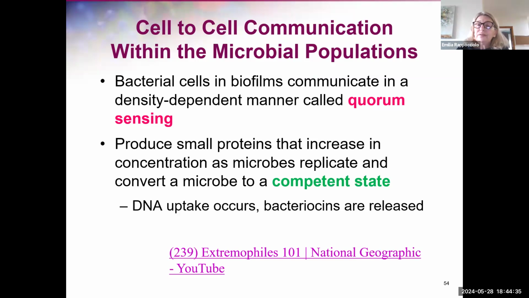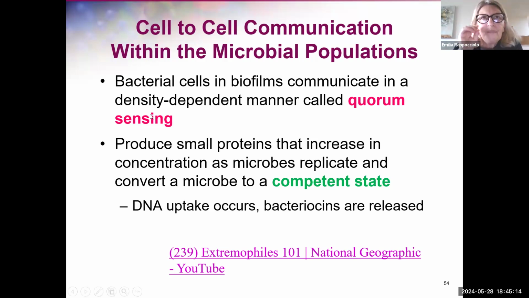We said that cells in biofilms talk to each other, they communicate using signaling. One of the ways that microorganisms have to communicate with one another is by using quorum sensing, which is a system depending on the density. So how many cells of the same species are present? If I have cells of the same species, I want to be able to communicate with them because we can help each other. And this is called quorum sensing.